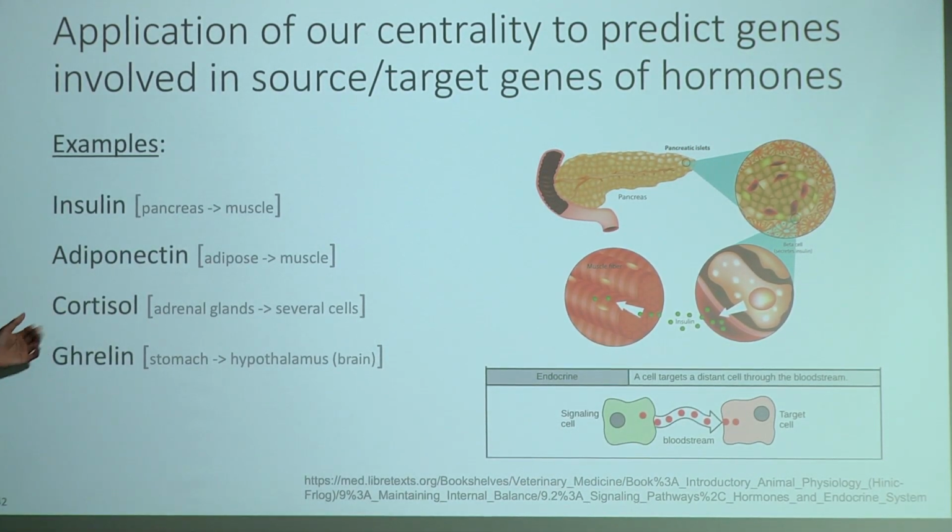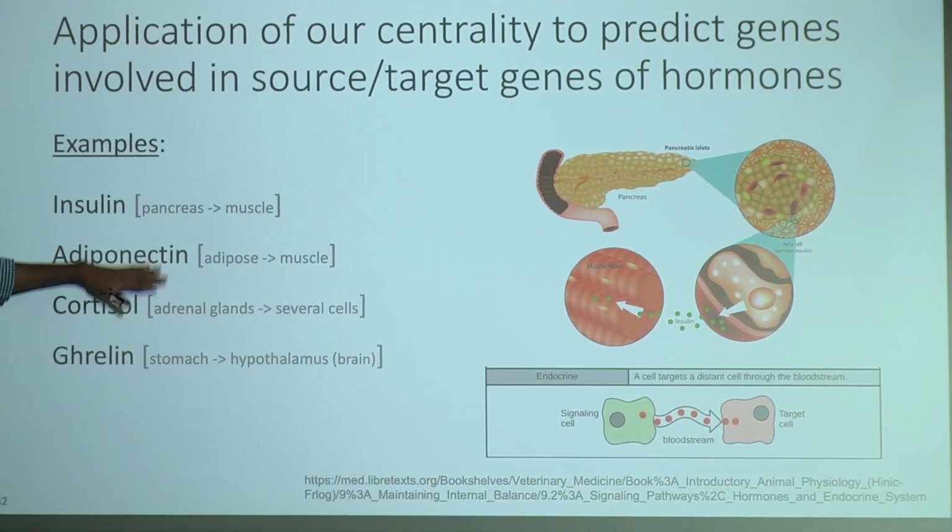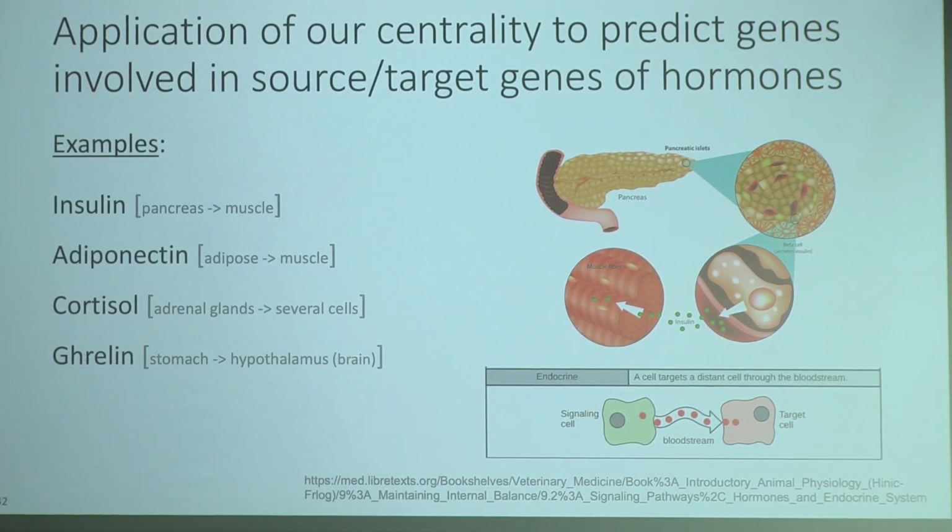So the insulin, adiponectin, cortisol, and ghrelin had enough number of genes both on the source side and the target side in our HGV1 database, so that we could apply it. And these are also the tissues that had enough number of samples in the GTEx data, right? So we need to look at what are all the hormones that satisfy both these criteria.